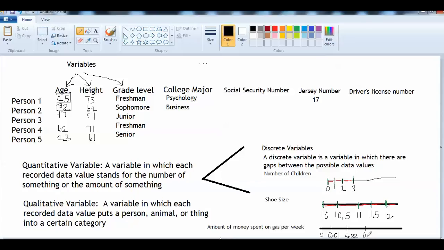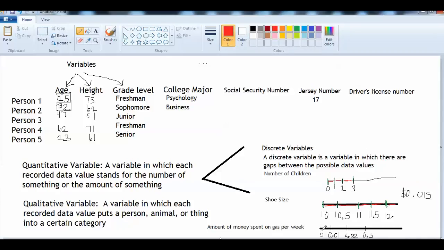But a person wouldn't be able to spend... let's see, I don't think a person would be able to spend 0.015 cents. I don't think a person would be able to spend this amount of money on gas per week, because this wouldn't be a possible amount of money that could be spent, because there's no coin that's smaller than a penny.